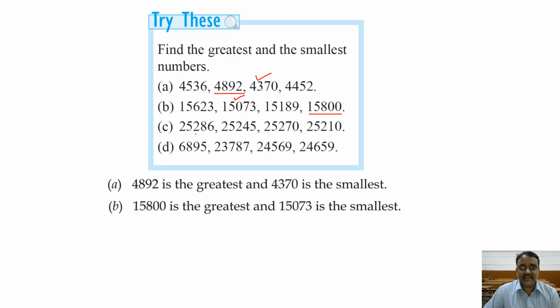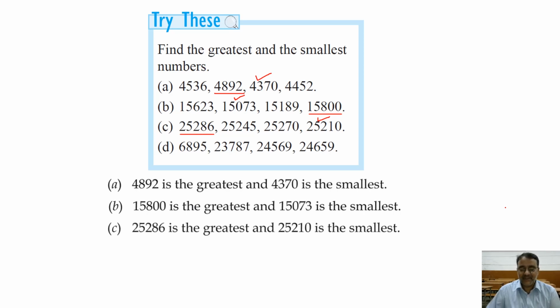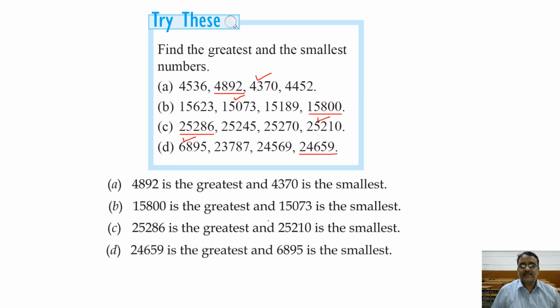And now the C part, which is the greatest number? 25,286. Yes. And which is the smallest number? 25,210. 25,210 is the smallest, right? And the last question, the greatest number is 24,659, and the smallest number is 6,895, right? So now we are moving toward the second topic.